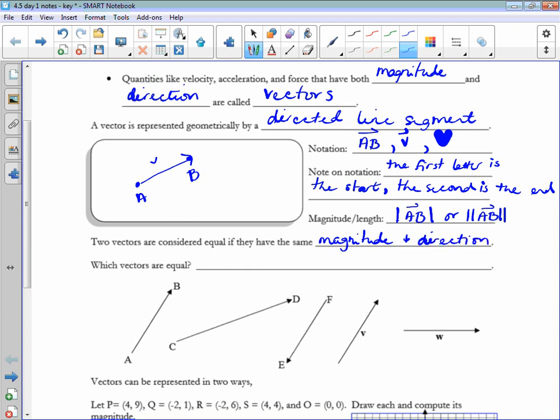I always feel like we should watch Despicable Me with the little villain guy who's vector. No? No, you should go watch that. Yes.